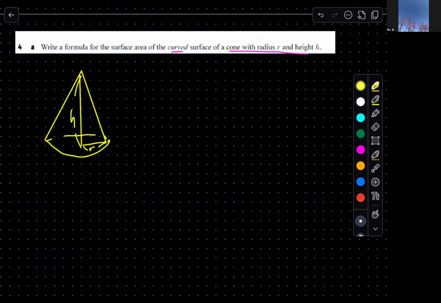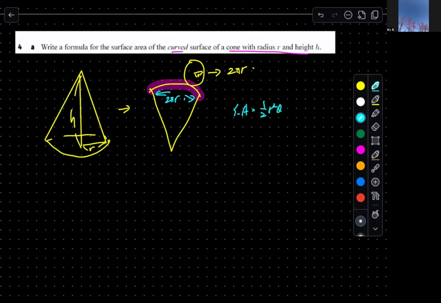Okay, so if you expand the net, it's going to look like a sector here, and then the circular base, where the arc length will be given by the circumference of the base circle. So the circumference here is going to be 2 pi r, which is going to represent the arc length here. So that's great. And remember, the sector area is 1/2 r squared theta, or it can be the product of the radius and then the arc length.